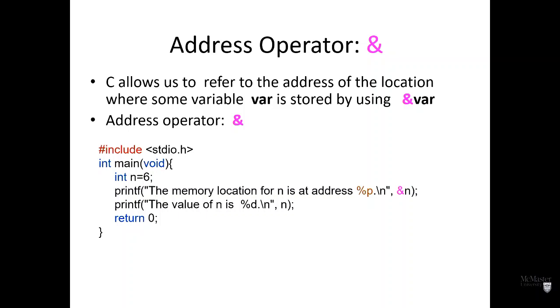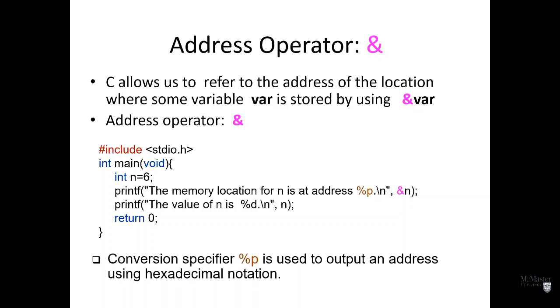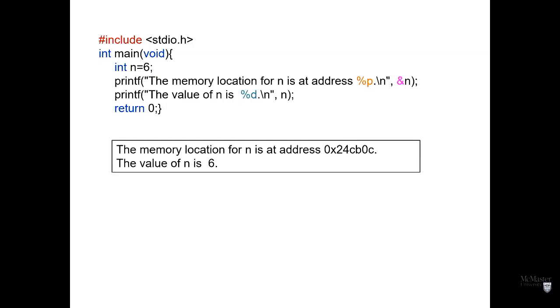So &n is not 6, right? &n is the place in memory that this 6 is stored. So it's a memory address. The value of n is this thing. And we had this before, and basically you print n. So it will be an integer value, which is 6. So we know that the second line will give us 6. But the first line will give us where the 6 is located in the memory. So if you try this out, you will see something like this.